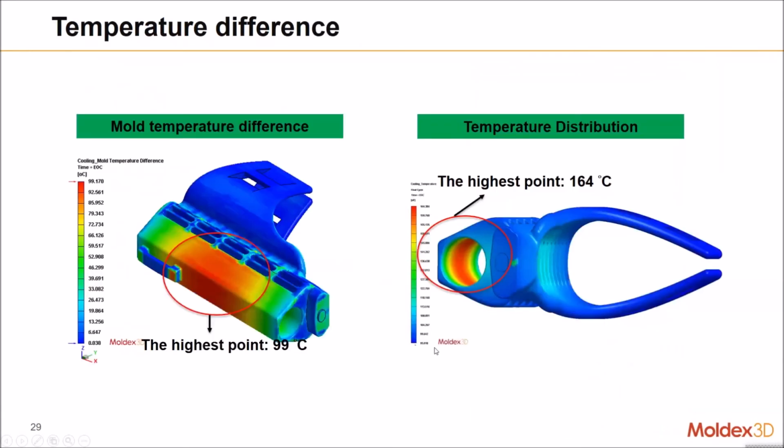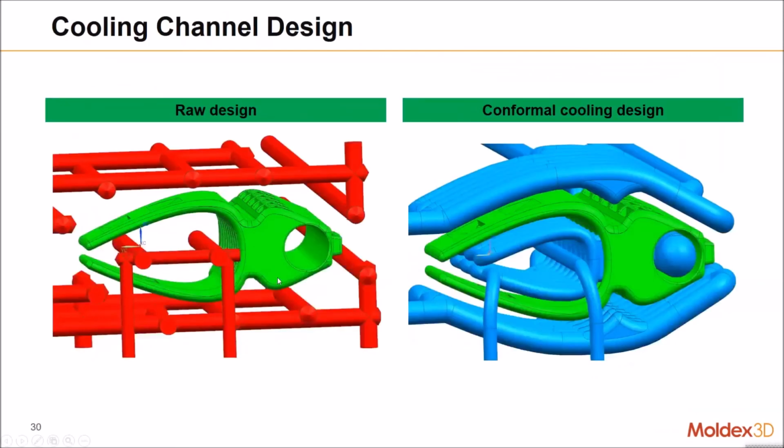Okay, so this is the temperature difference in the mold and in the part. For the original design, it looks like this. This is the raw design. The cooling channel design looks like this, and the conformal cooling design looks like this.